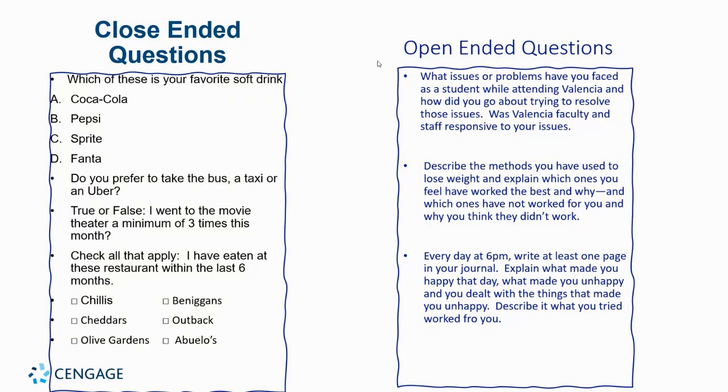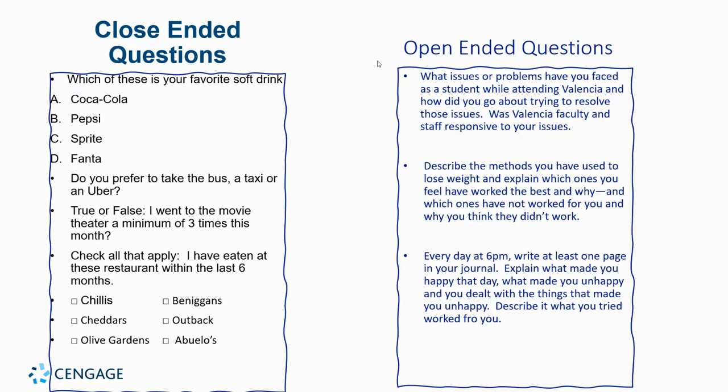Let me go over some examples of open-ended questions. Maybe I can say something like, what are some issues or problems that you face as a student while attending Valencia? How did you go about trying to resolve those issues? And was the Valencia faculty or staff responsive to your issue? You can't just say yes or no here. You can't just say one thing or two things.